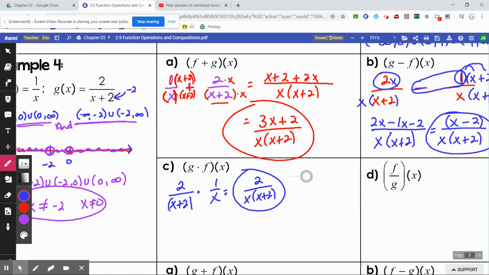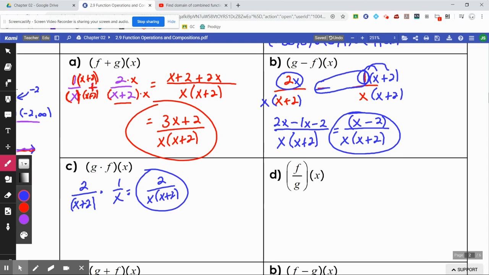Your domain is going to be the same that it's been, and I haven't been putting it on all these, but x is not 0 and x is not -2. And that's going to be the same thing on these other ones that I didn't write.